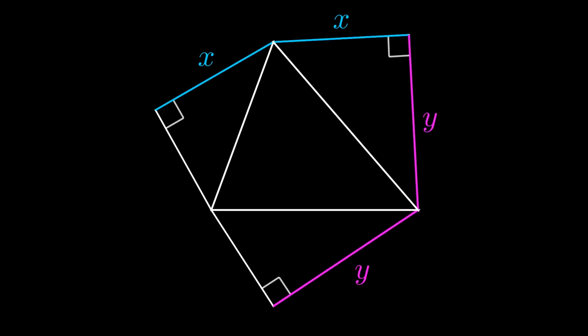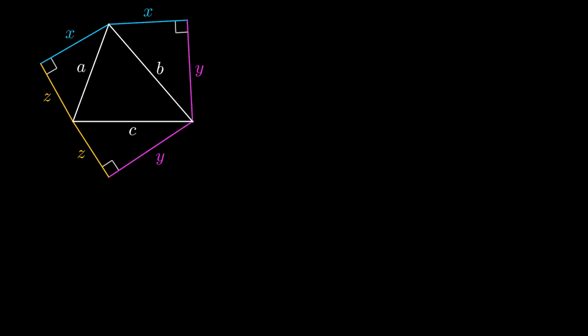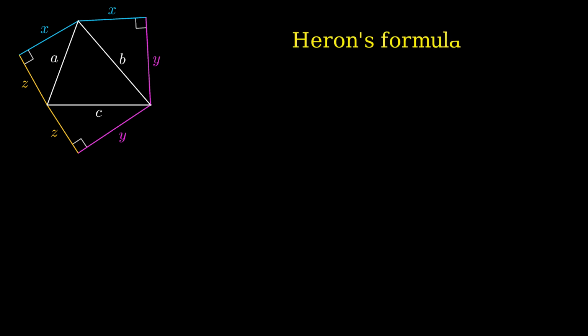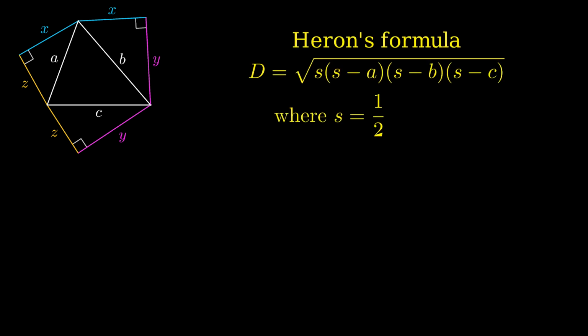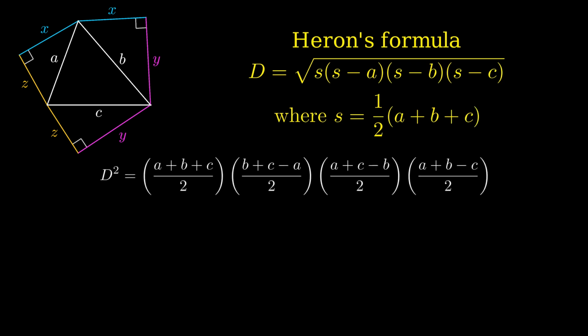If we called the outer sides x, y, and z in pairs, and the sides of the inner base a, b, and c, we can then use Heron's formula, which allows you to get the area of a triangle in terms of the 3 side lengths. S is half a plus b plus c, so we can rewrite the whole expression for the area in terms of a, b, and c.